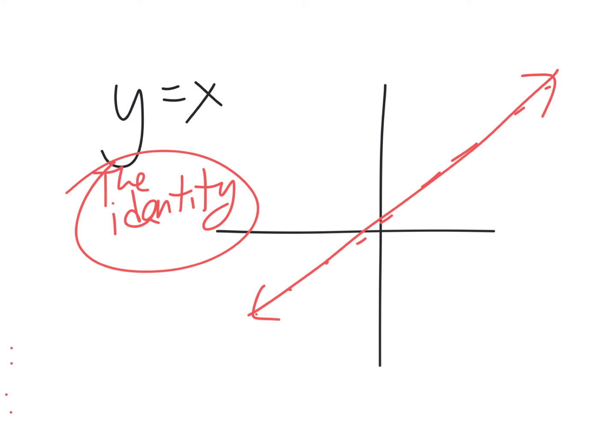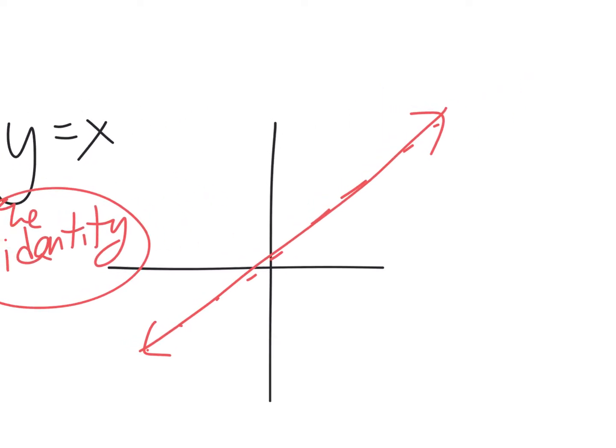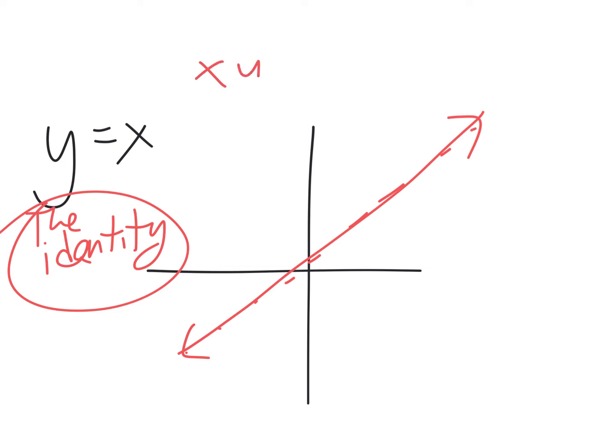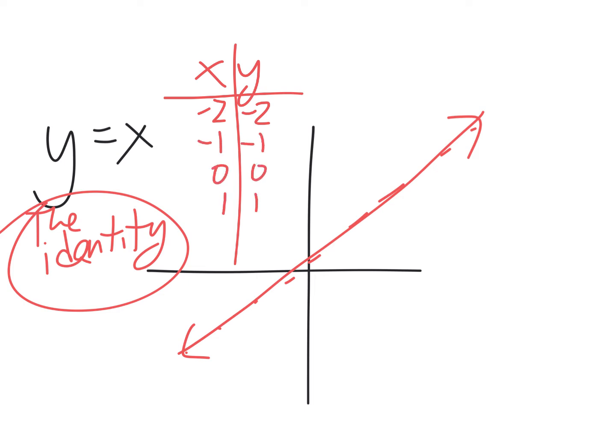That one's called the identity function. So I'd write it right there on your worksheet. It's called the identity. And I know this one's like super easy, but if you put in -2, you get -2. If you put in -1, you get -1. If you put in 0, you get 0. If you put in 1, you get 1. If you put in 2, you get 2. The number keeps its identity, hence the name, the identity function.